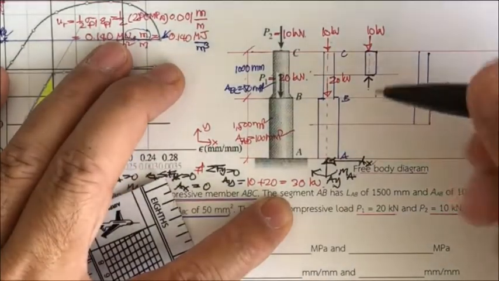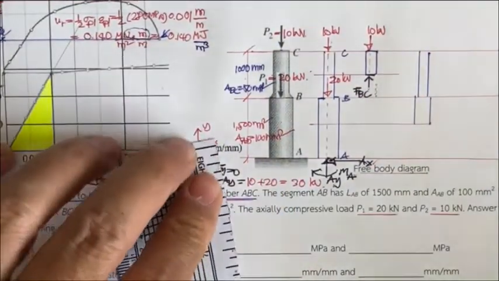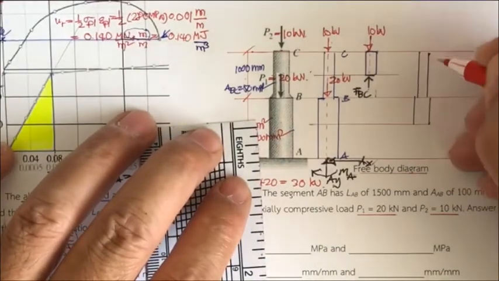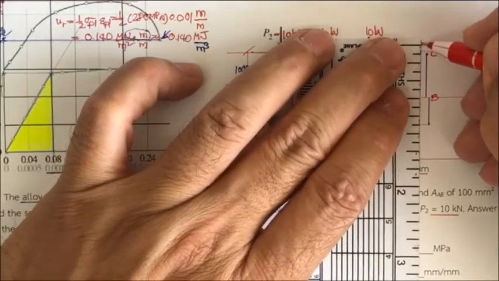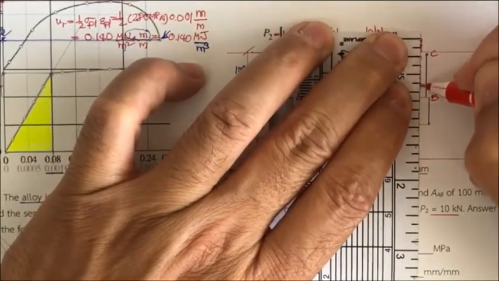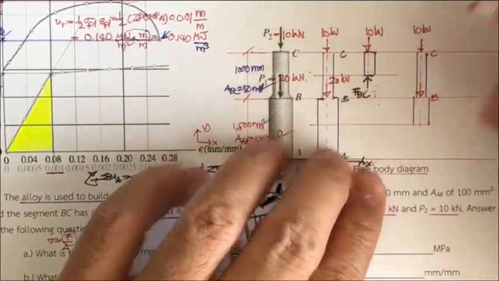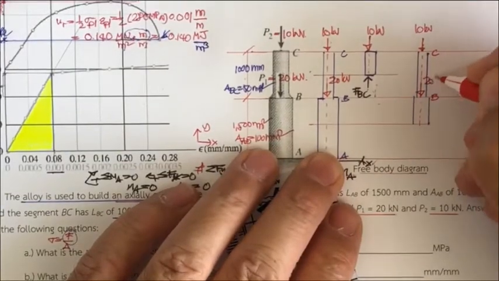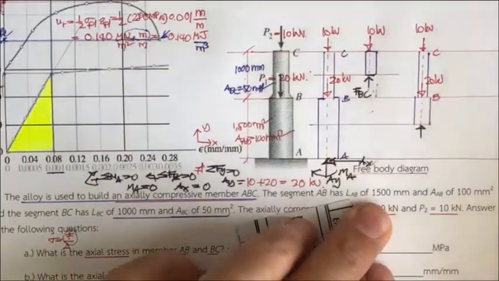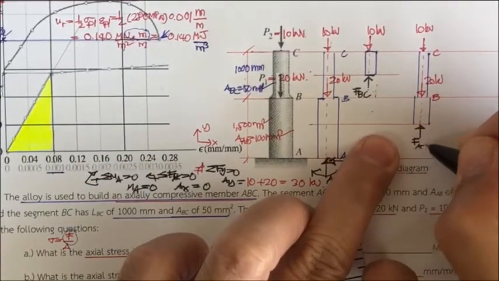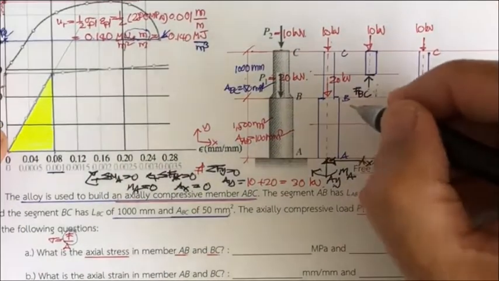The internal force here is going to be F sub BC. And for the other one, this is C, this is B. This one is going to be the force of 10 kilonewton, and this is 20 kilonewton, and the internal force here is going to be F sub AB. And then you can determine this easily.